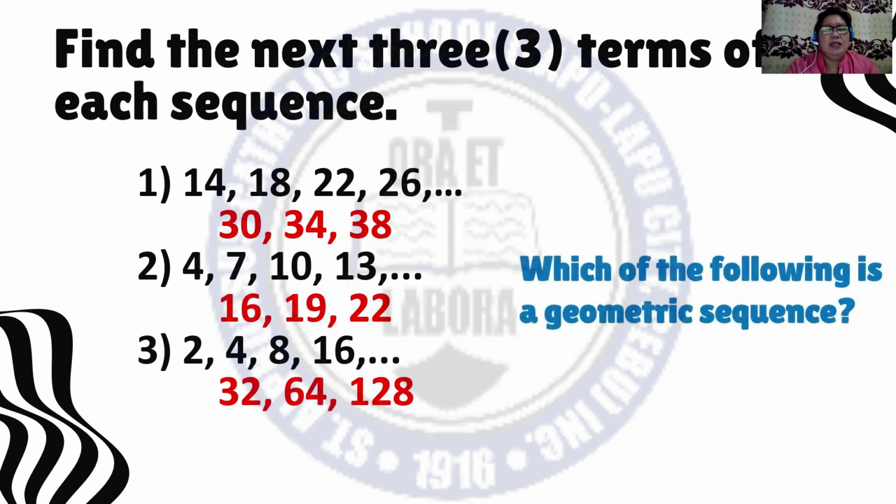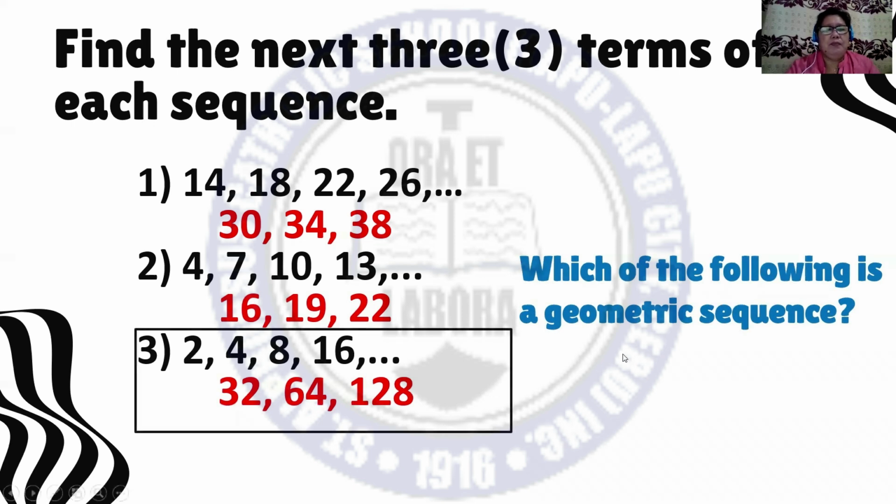Which of the following is a geometric sequence? And the answer is number 3. As you can see, 4 divided by 2 is equivalent to 2. 8 divided by 4, the ratio is 2. 16 divided by 8, the ratio is 2. So meaning there is a common ratio. That is why when we multiply 16 by the common ratio 2, the answer is 32, times 2, 64. 64 times 2, 128. So number 3 is considered as a geometric sequence.